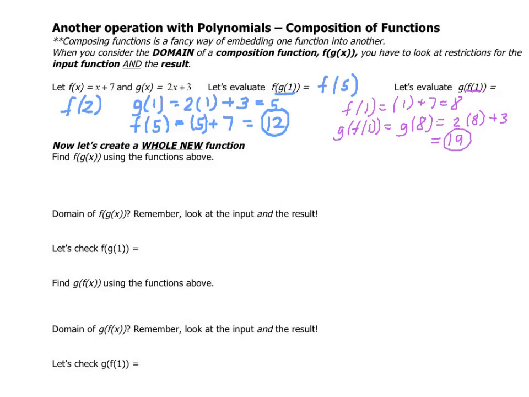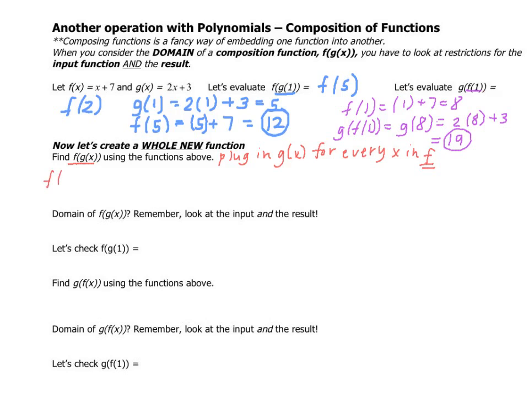So those were two examples of composition of functions where we had actual numbers that we were plugging in, f of g of 1 and g of f of 1. But we can also create a whole new function, for example, f of g of x, using our functions that we were given. So what f of g of x means is that we should be plugging in g of x for every x in f. So that's what you have to remember. We're plugging in g of x, the function, for every x in f.